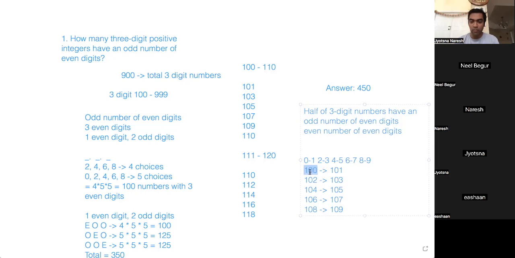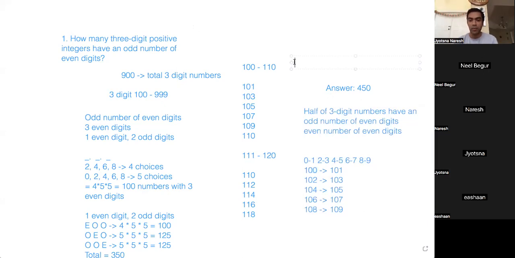By changing from a 0 to a 1, I'm switching one of the digits from even to odd, right? So if initially I had an odd number of even digits, when I make this change, I'll make it an even number of even digits. Does that make sense? But isn't 101 an odd number of odd digits? Wait. It's an odd number of even digits, but initially it was an even number of even digits, right? I'm switching between the two.